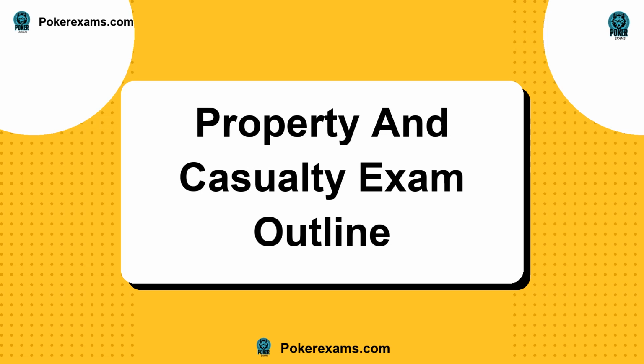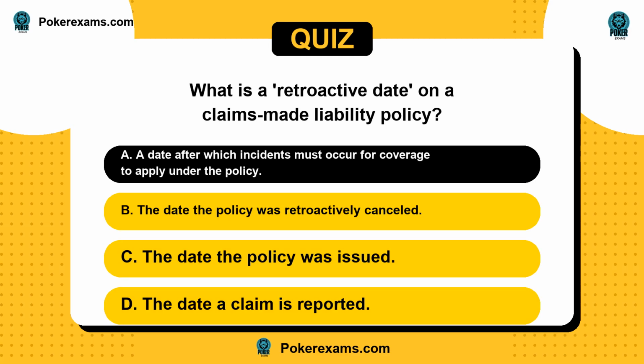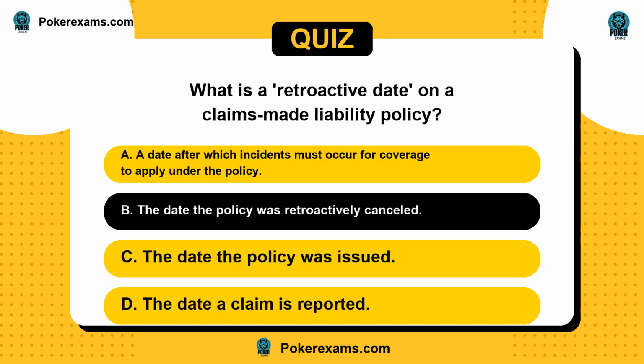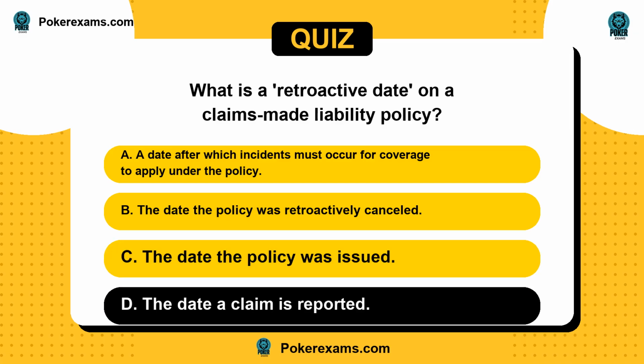Welcome to the quiz. What is a retroactive date on a claims-made liability policy? Is it A, a date after which incidents must occur for coverage to apply under the policy? Or B, the date the policy was retroactively canceled? C, the date the policy was issued? Or D, the date a claim is reported?